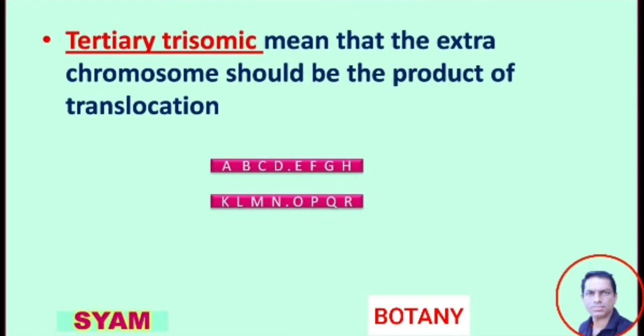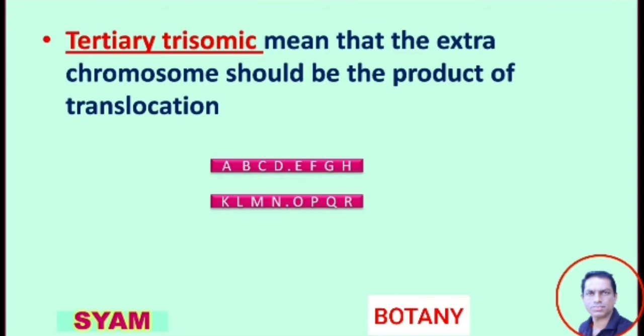And tertiary trisomic means that the extra chromosome is the product of translocation. The original chromosome has A, B, C, D, E, F, G, H genes. The newly added extra chromosome contains K, L, M, N, O, P, Q, R genes. They are quite different from the original chromosome. This type of trisomic is called tertiary trisomic.